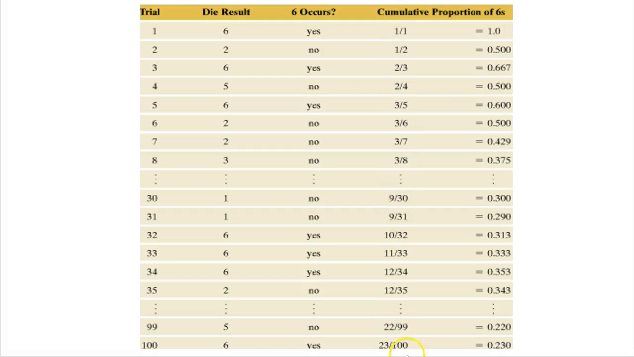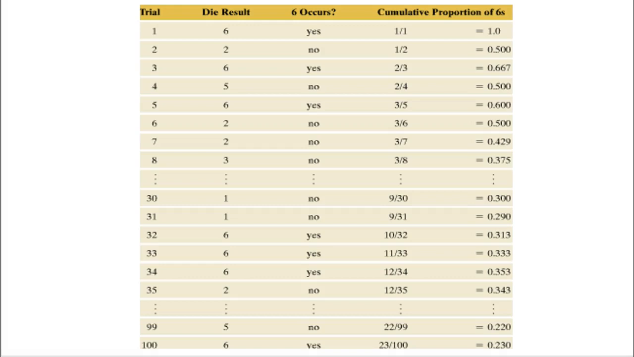Here, we're looking at the cumulative proportion. As we go through, we're counting the number of times that we see a 6 and dividing by the number of rolls, and so on. Notice that the denominator for each of these fractions is the same as the trial, because each trial number tells us cumulatively how many times we have rolled the dice. The numerator only increases by 1 each time that we roll a 6. So coming down to the bottom, we see that we rolled a 6 23 out of the 100 rolls.